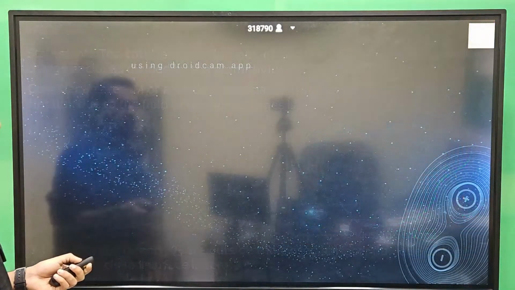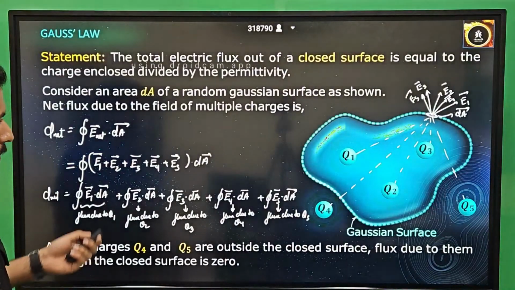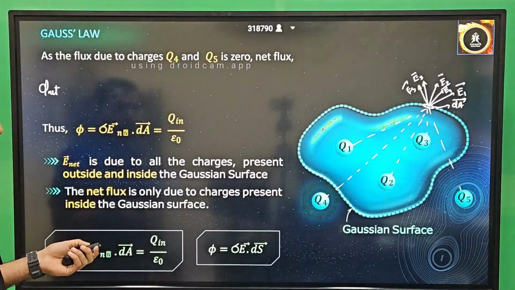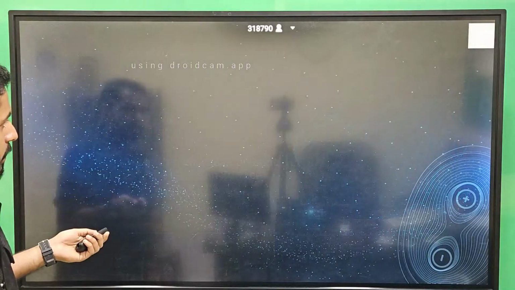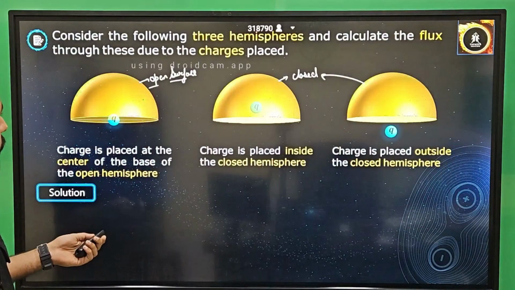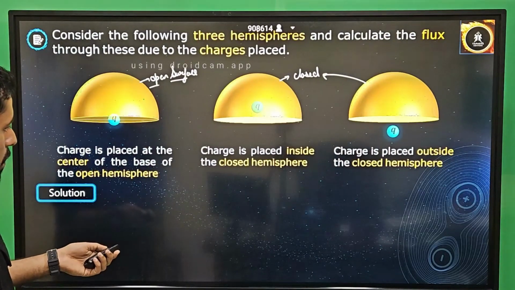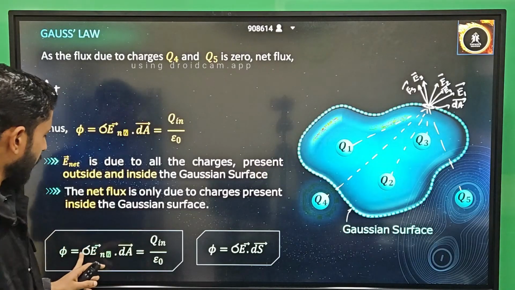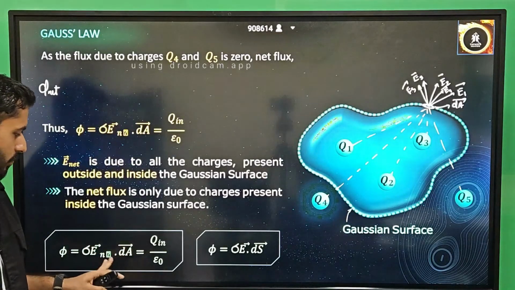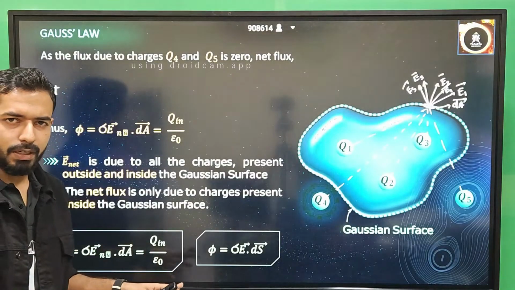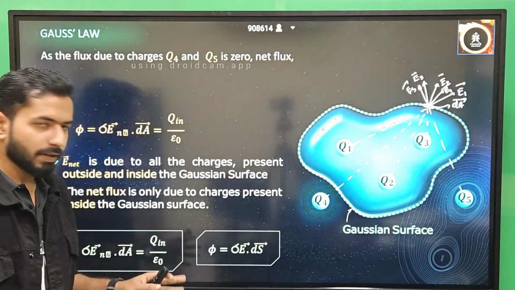So this is about flux. Finally you can write it as the integral of E net dot dA. This is one form. The other form is Q, the net charge present inside, divided by epsilon naught.